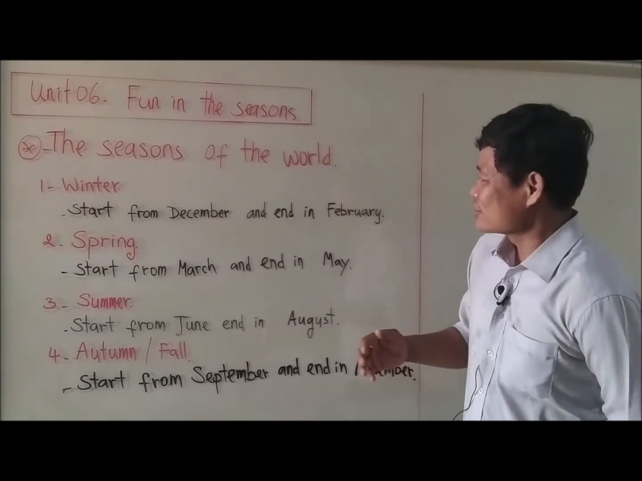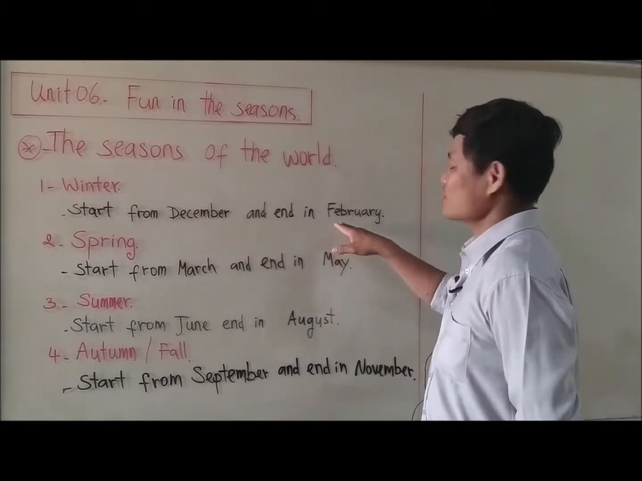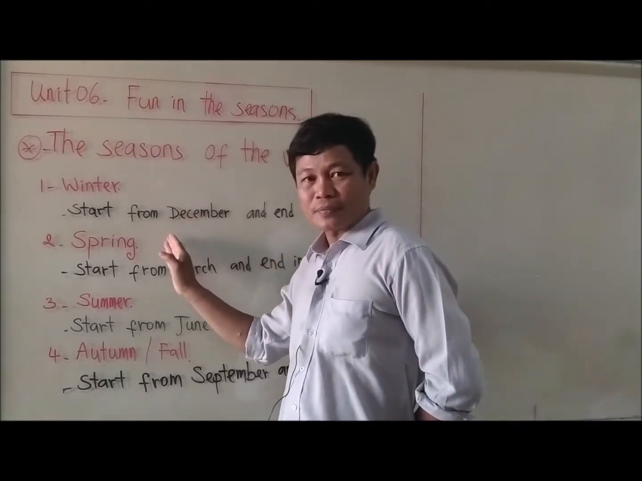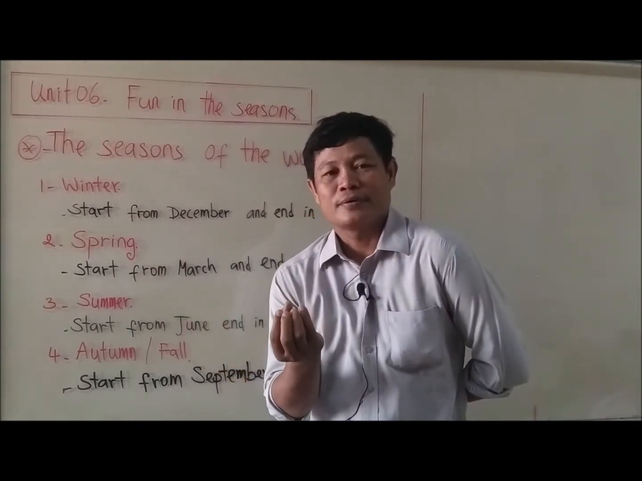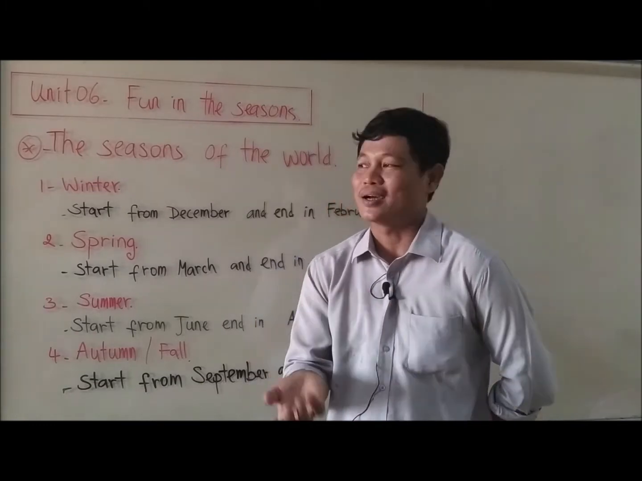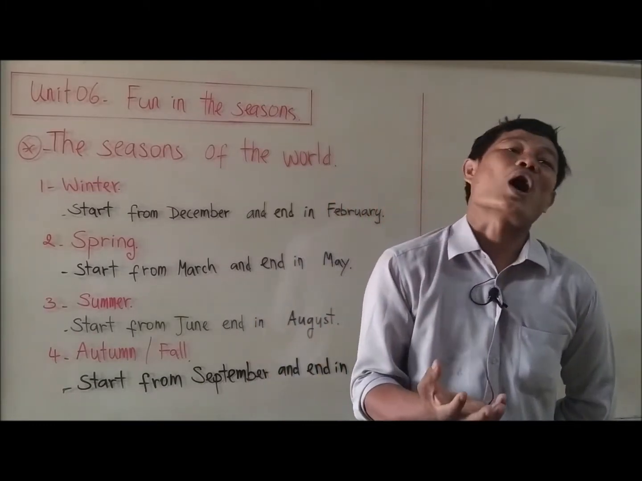Okay. So winter starts from December to February. Spring, that is the starting of the leaf. Leaves starting to grow.